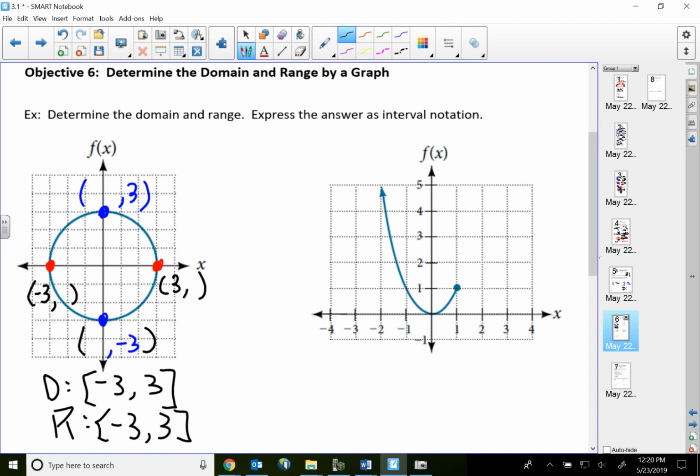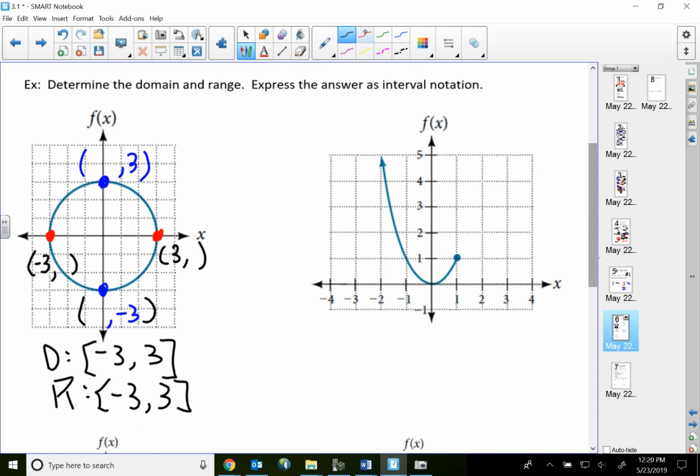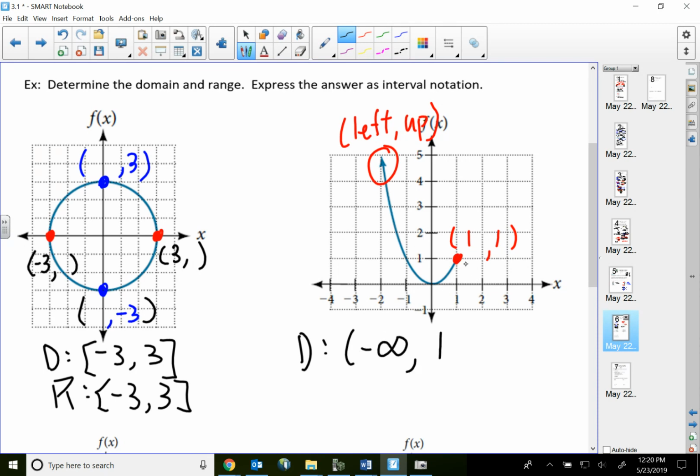Let's look at this one here. This is almost like a parabola with part of it cut out. This arrow tells me it keeps on going left and up, but this is the ending point on the very right side. Let's write down the coordinate (1, 1). For the domain, from left to right, how far left am I coming from? Negative infinity, all the way to 1. Since that was a solid circle, I use a bracket.